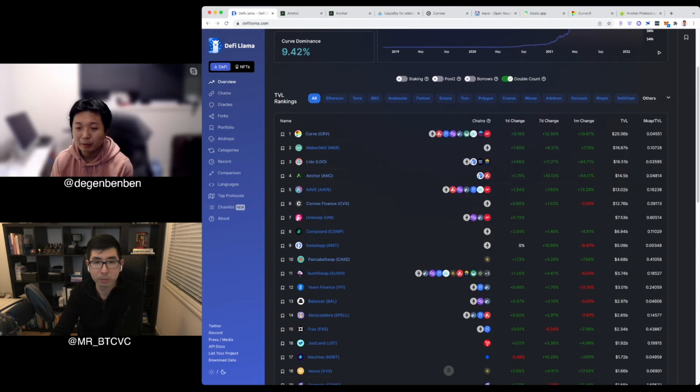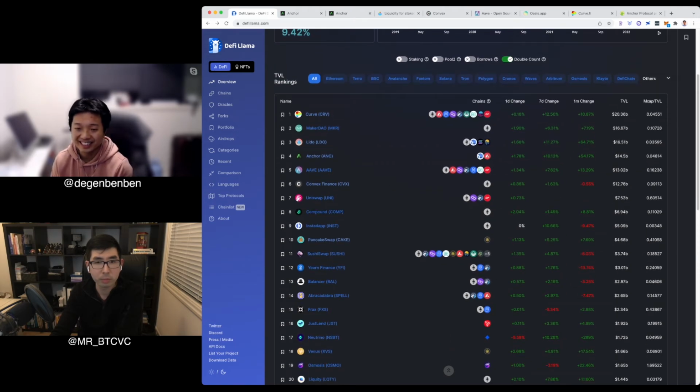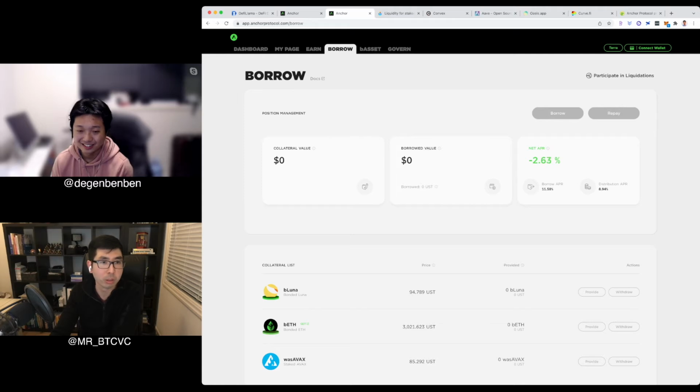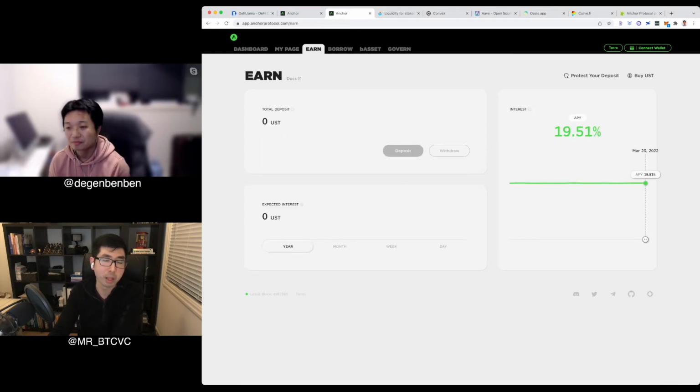So nothing's stopping me from looping, right? Some people do, they borrow UST and then they put it into Earn. So they're getting paid to borrow and then they're getting paid to deposit. But it's not without risk. So it's not financial advice. Do your own research.